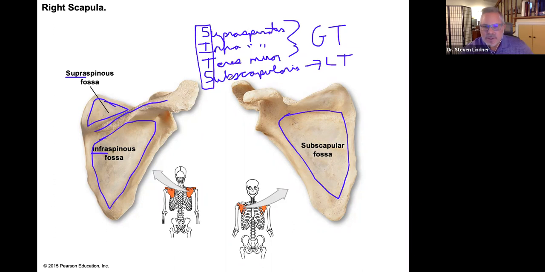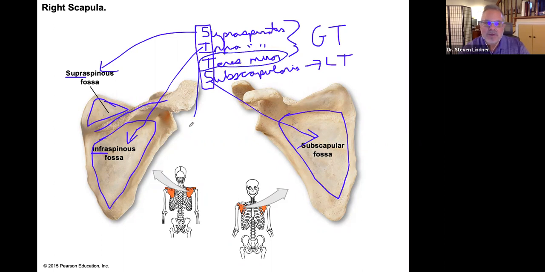And the origins, the supraspinatus originates here on the supraspinous fossa. The infraspinatus originates here on the infraspinous fossa. And the subscapularis originates here on the subscapular fossa. The only one that doesn't attach to a fossa is the teres minor. The teres minor actually originates right there on the lateral border.